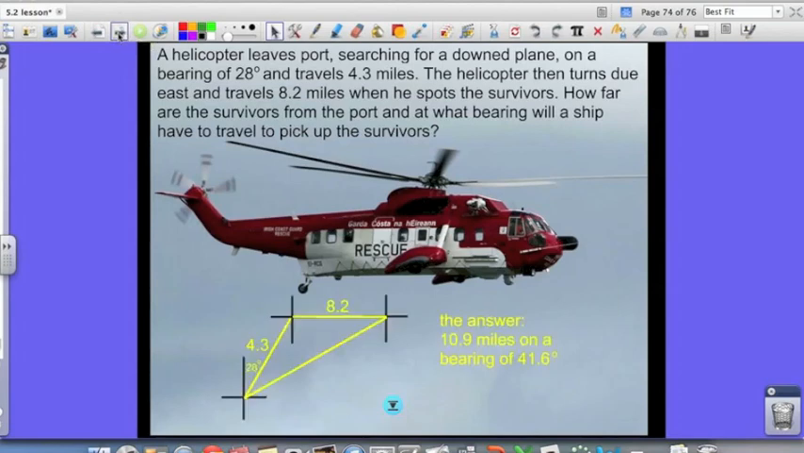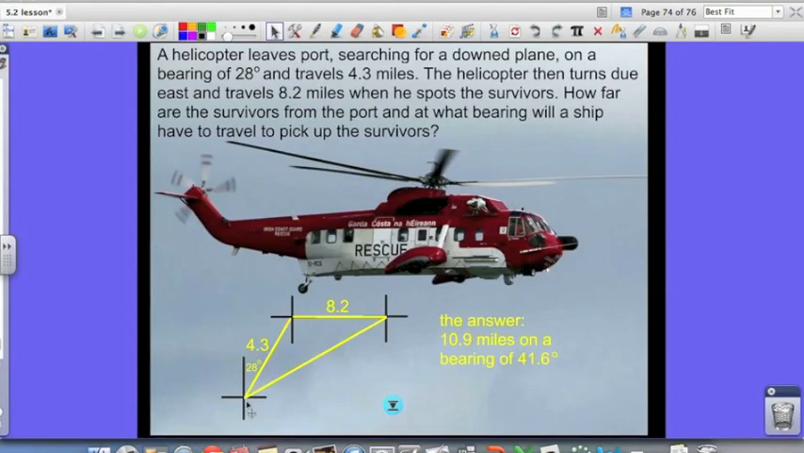I guess I can say welcome back. I don't have step by step, but what I did is I drew it out. We're starting from the port, flying on a bearing. Remember, bearing is from the north. I just go clockwise 28 degrees. Helicopter flies 4.3 miles. Turns due east, just kind of keeping it simple for you guys. We'll see what the problems in the homework look like. Flies for 8.2 miles and then turns and returns. We don't know what that angle is. It turns and returns back to port.